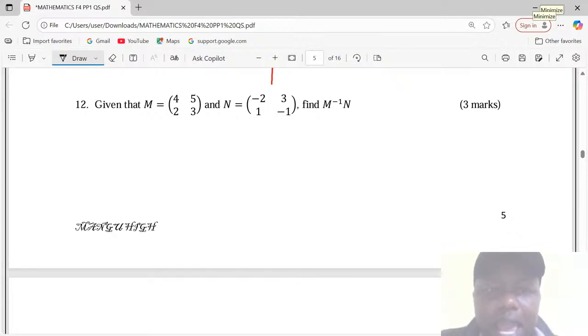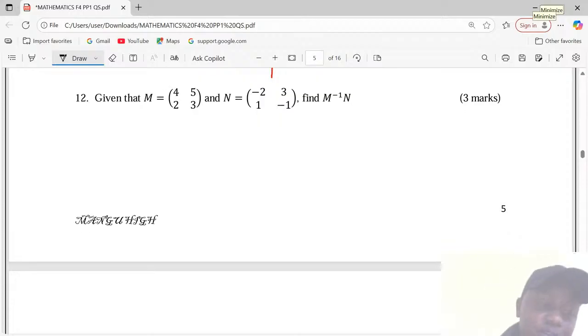Given that matrix M equals 4, 5, 2, 3, and matrix N equals -2, 3, 1, -1, find the inverse of M multiplied by N. So we first work on the inverse of M, then we come later to multiply it by N, the way N is. So we are not tampering with the value of N. Let us check how to go about this.